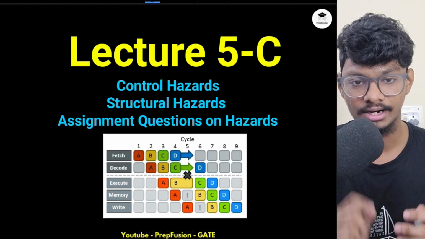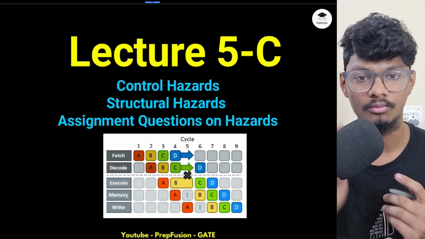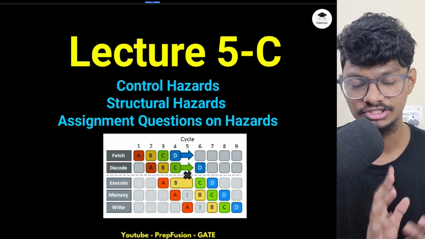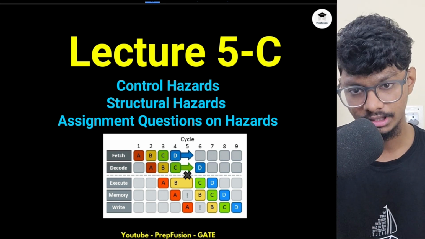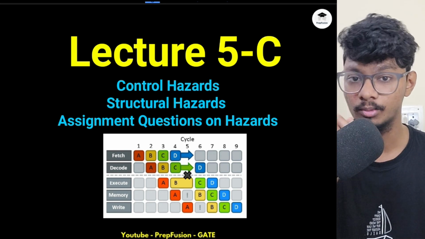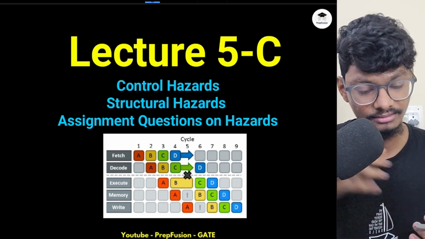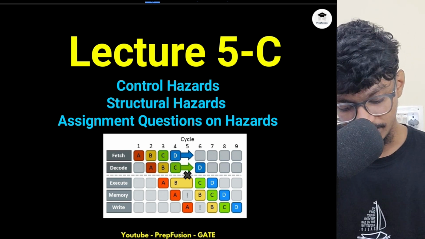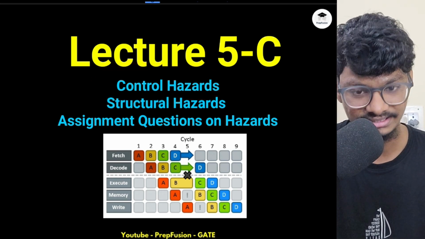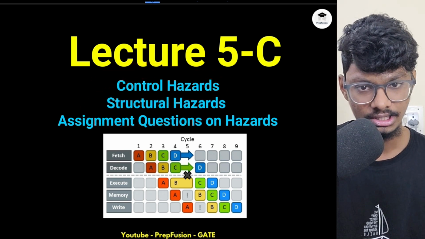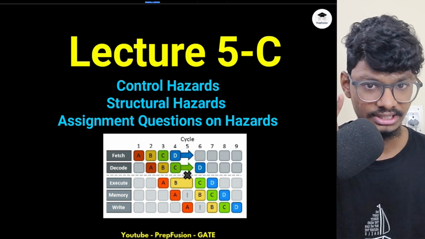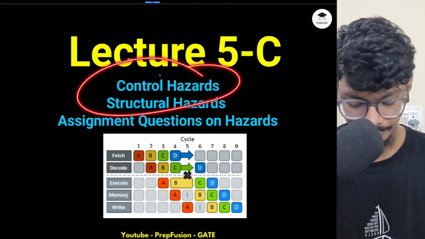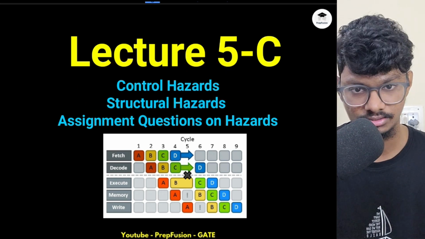So today we'll start with part 3 of our pipelining topic, instruction pipelining. We have already learned about hazards. We learned about control hazards at the start of the introduction to hazards, then we learned about data hazards. Today we'll dive deeper into the control hazards and also the structural hazards. Mainly there are three types of hazards. We'll learn about these two, and then we'll do questions on hazards, all the questions.